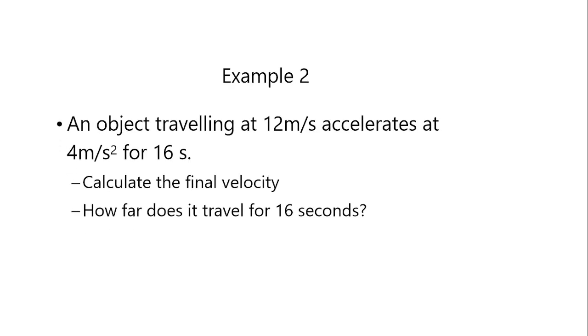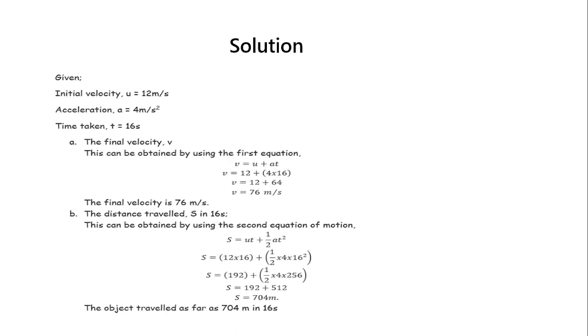Moving on, another example. An object traveling at 12 meter per second accelerates at 4 meter per second square for 16 seconds. We are required to calculate the final velocity and how far it travels in 16 seconds. Now the solution. Given that initial velocity is 12 meter per second, acceleration is 4 meter per second square, time taken is 16 seconds.